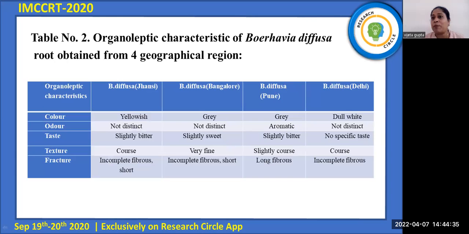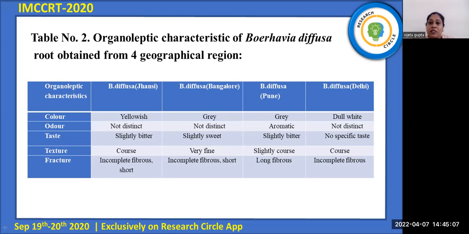Now come to the organoleptic properties. In organoleptic properties, we are going to discuss 5 parameters: color, odor, taste, texture, and fracture. In the Jhansi region, the color is yellow. In Bangalore, it is gray. Similarly in Pune, but in the Delhi region, it is dull white in color. Odor is not distinct in the 3 samples collected from Jhansi, Bangalore, and Delhi, but there is an aromatic smell in the Pune sample.